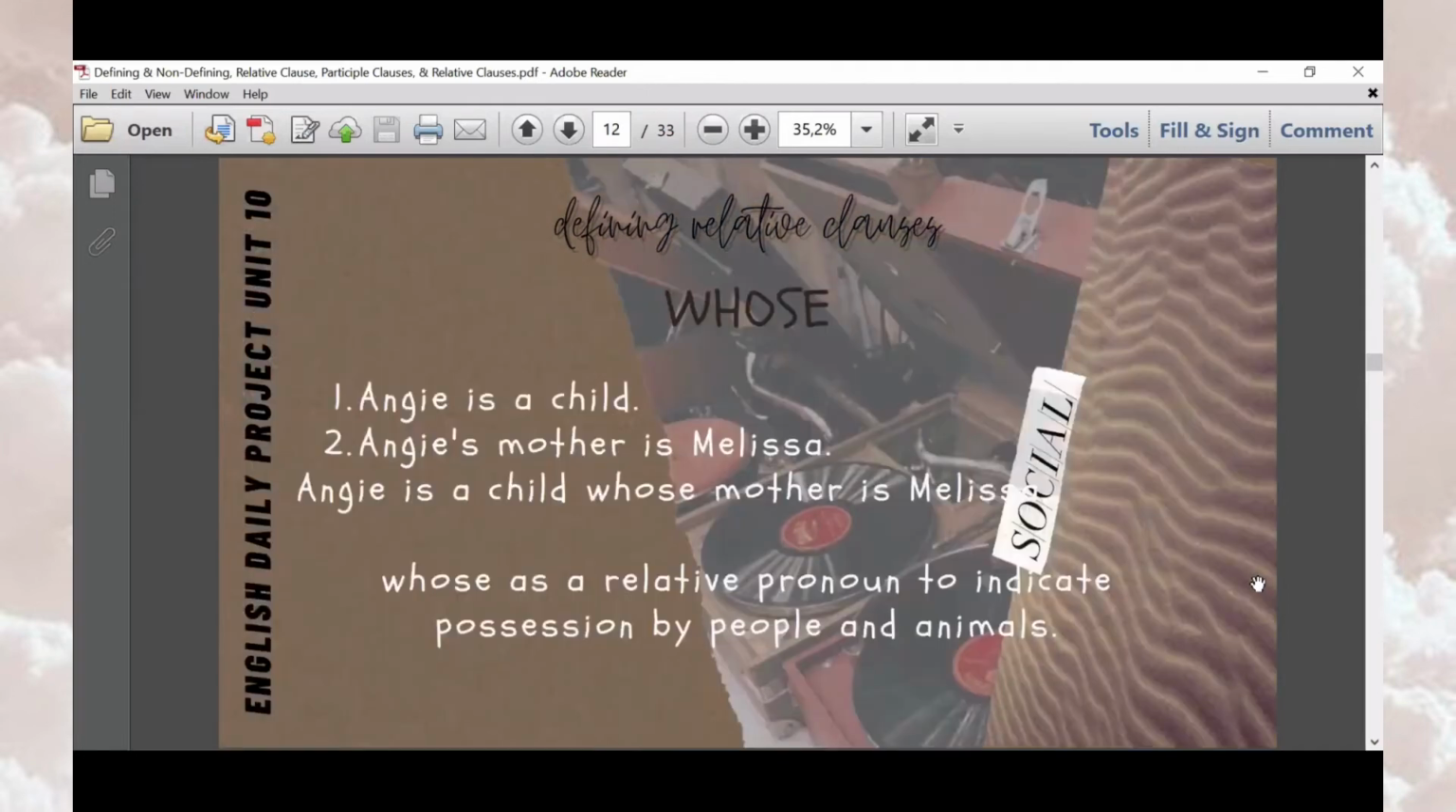Porbandar. For whose? Whose is used for belongings. So number 1, Angie is a child. Number 2, Angie's mother is Melissa. Angie is a child whose mother is Melissa. So who is Melissa? Angie's mother.